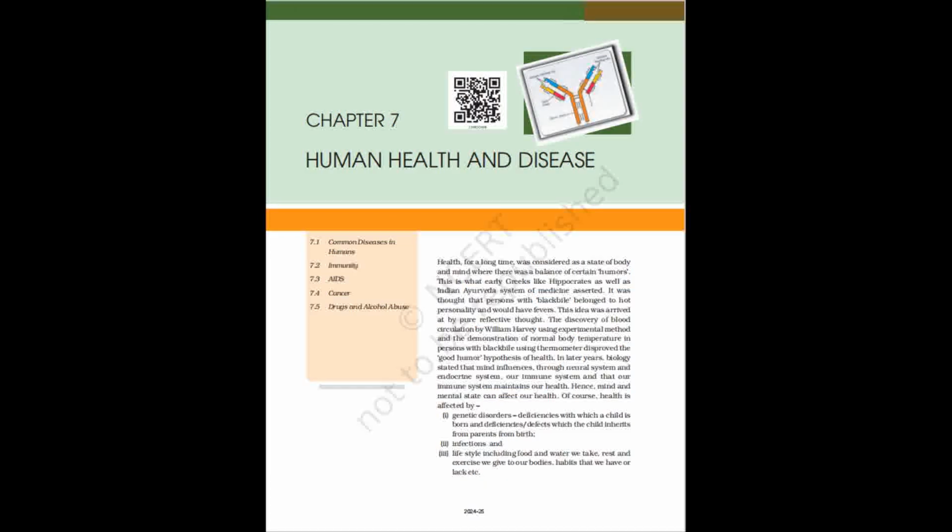Chapter 7. Human Health and Disease. 7.1 Common Diseases in Humans. 7.2 Immunity. 7.3 AIDS. 7.4 Cancer. 7.5 Drugs and Alcohol Abuse.